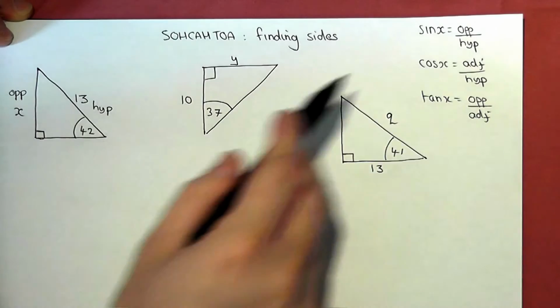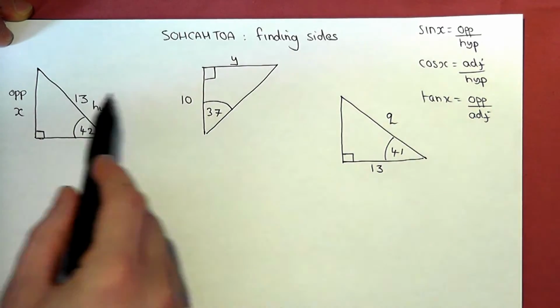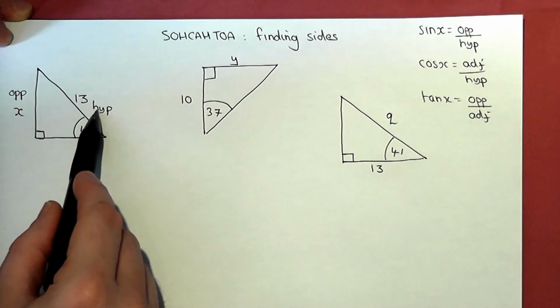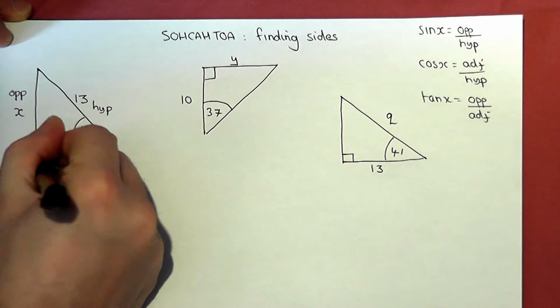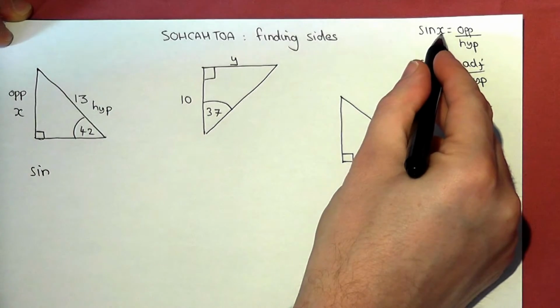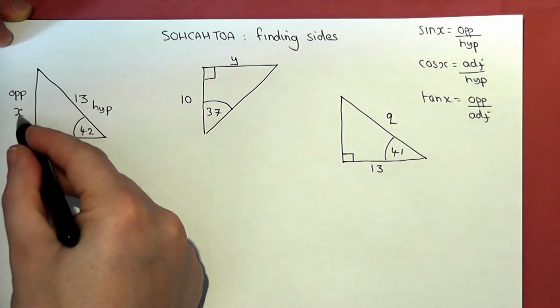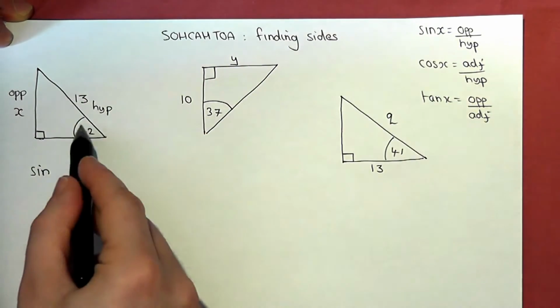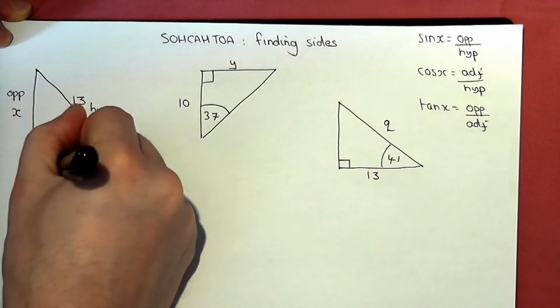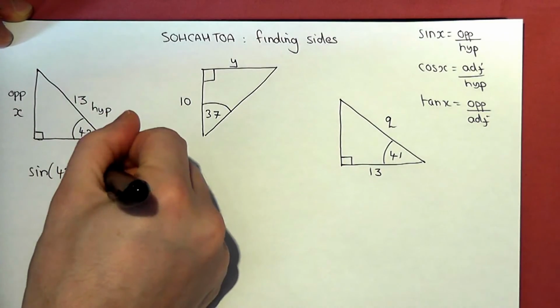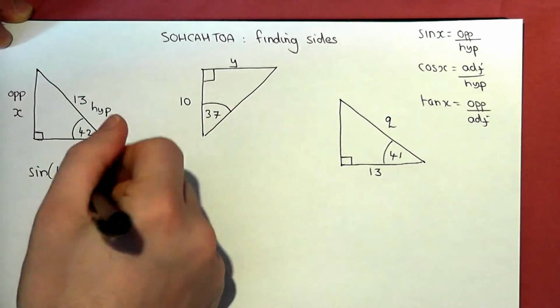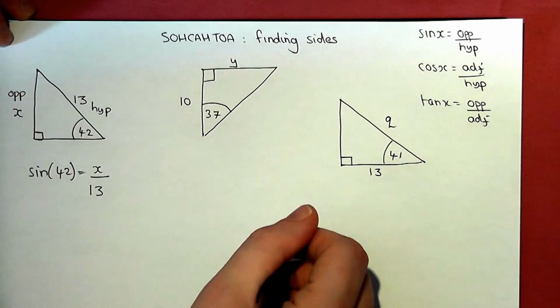And we then identify which of the equations uses opposite and hypotenuse. Well, it's the sine equation. So, sine, now the x here in the equation is the angle, not the x in the question. So, sine of the angle, in this case 42, is equal to opposite, which is x, over the hypotenuse, which is 13.